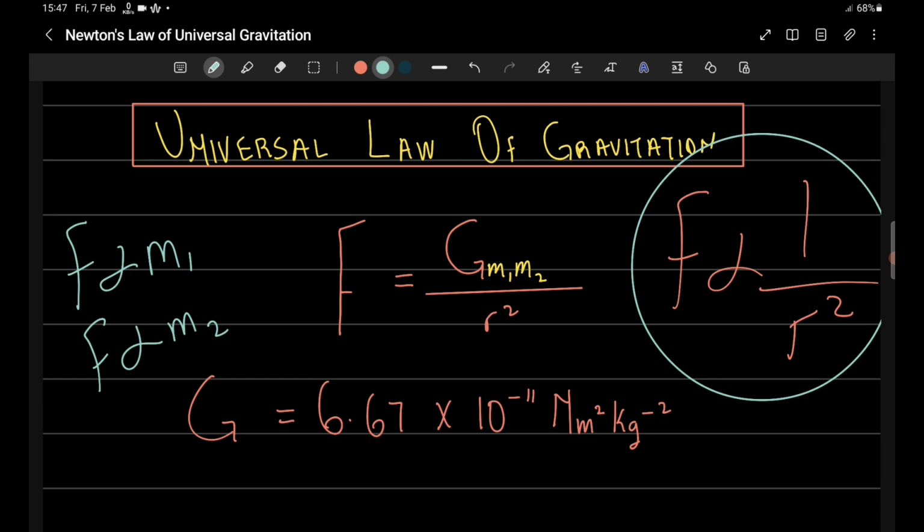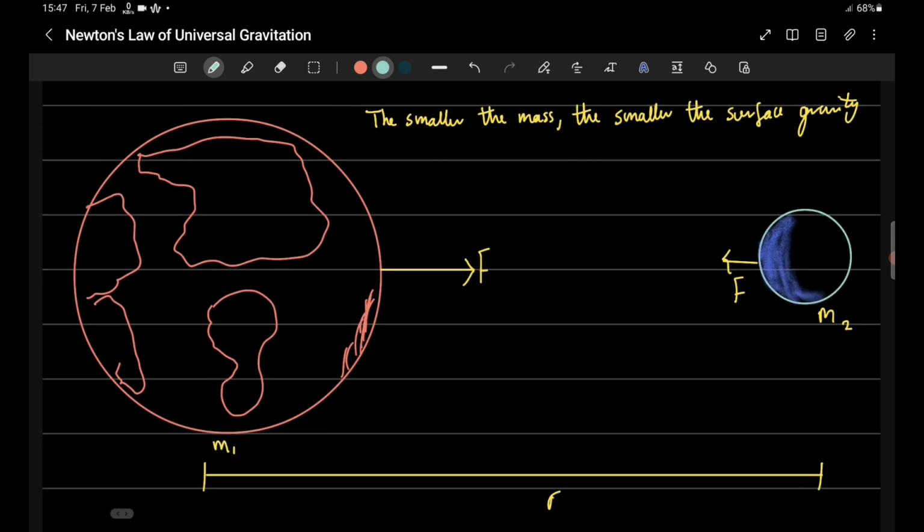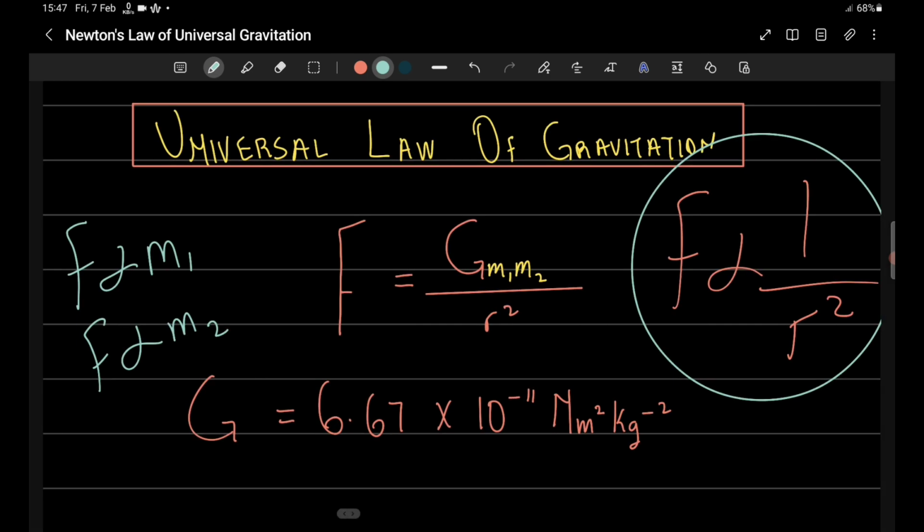Newton's law of gravitation here states that the gravitational force of attraction between 2 point masses m1 and m2, separated by a distance r, is given by F equals G m1 m2 over r squared. So F is directly proportional to m1 and m2, as you can see on the side of the screen, and then it's inversely proportional to r squared.